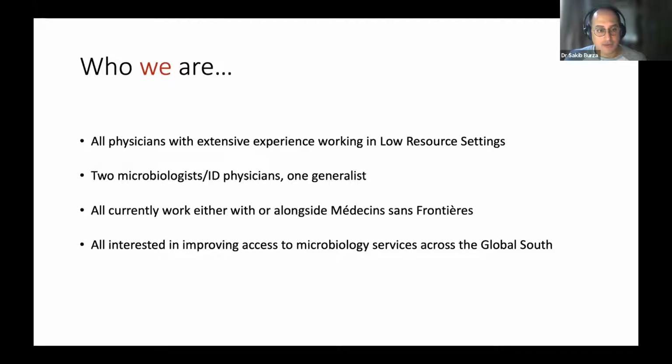Two of us are microbiologists and ID physicians, and one, myself, is a physician who's been more involved over the last few years with building the hospitals for MSF in the different contexts that we've been working in. We're actually all experienced with MSF, either working with them currently or alongside them, and all of us have a long-standing interest in working towards improving microbiology access in the different settings that we work in.